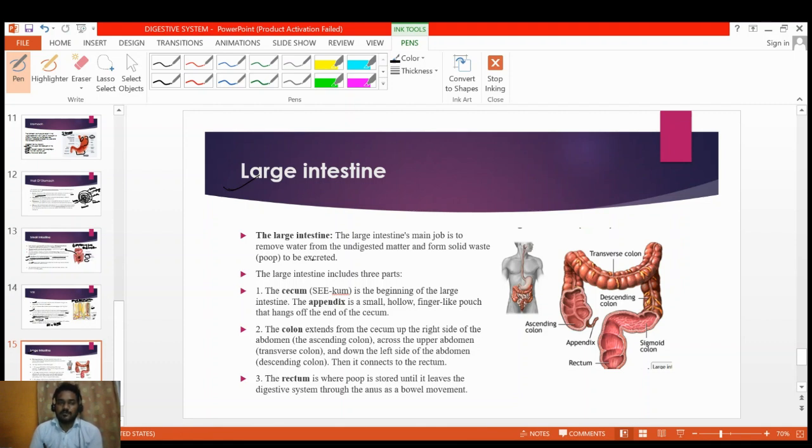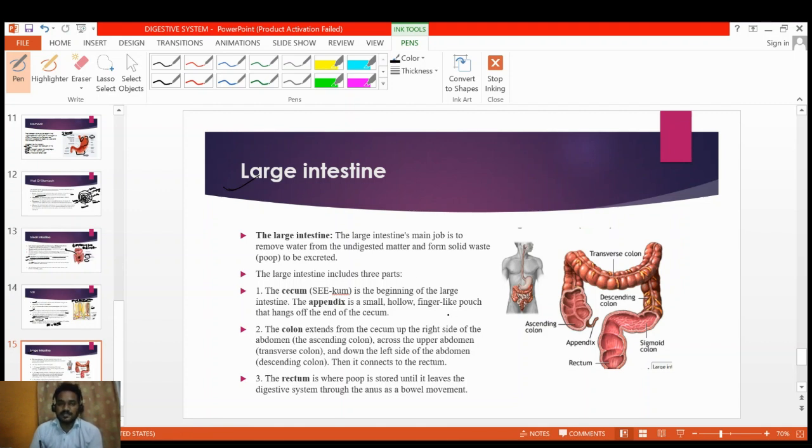Finally, as the water is removed, the solid waste, or poop, is excreted. How does the process go on? There are three specific parts of the large intestine. The first one is the cecum. It begins the large intestine, joining with the ileum portion of the small intestine.